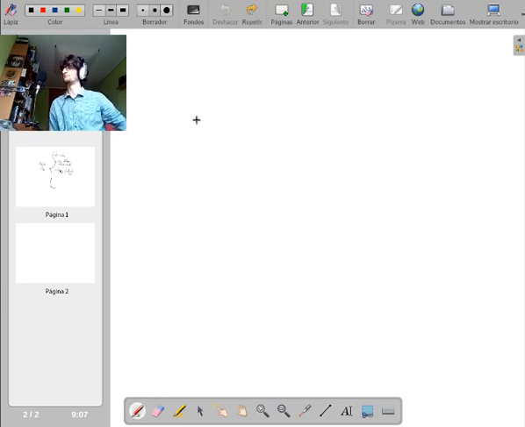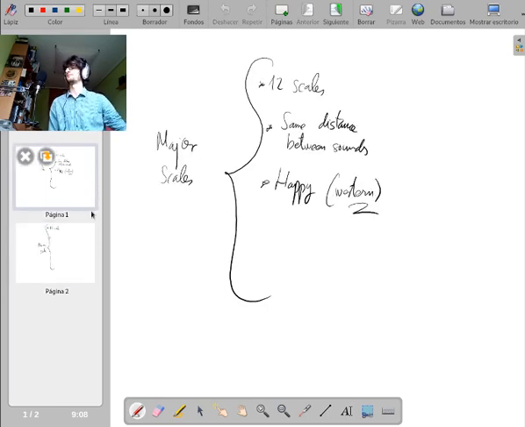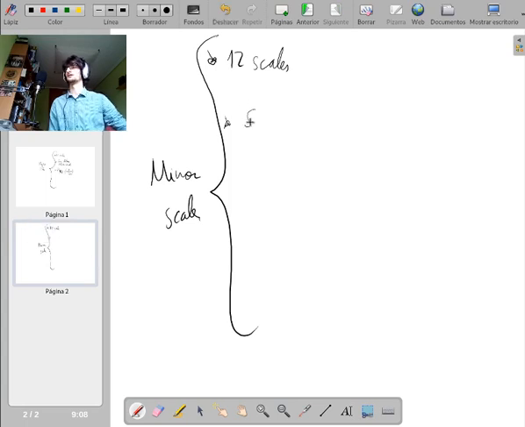So, if we are going to talk about the minor scales, we have exactly the same number of scales. We have 12 scales. The distance, for example, between the sounds in these scales is the same as in C minor.